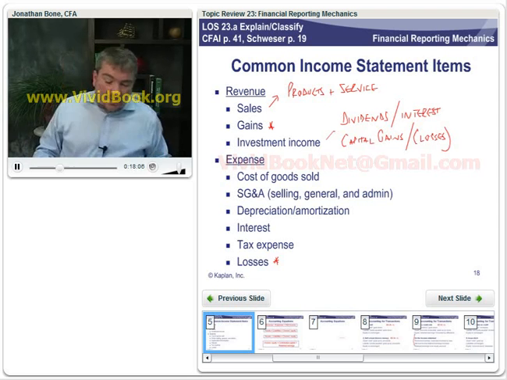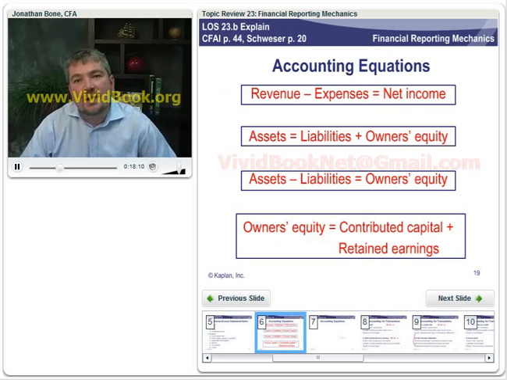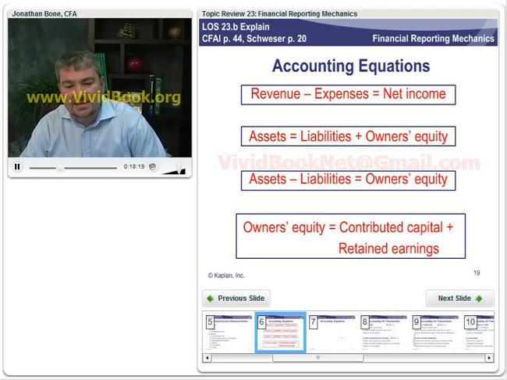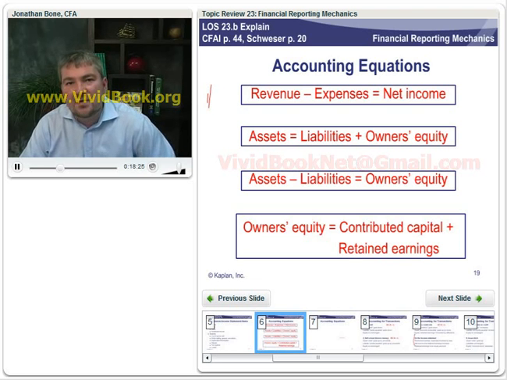So our next LOS says explain the accounting equations. Now these are going to be critical. If you understand these, everything else that you do in financial reporting and analysis is going to be a lot easier. Now, first one we can see there is the income statement relationship. Revenues minus expenses equals net income. Fairly straightforward. But then we've got some balance sheet equations, and these are going to be critical.